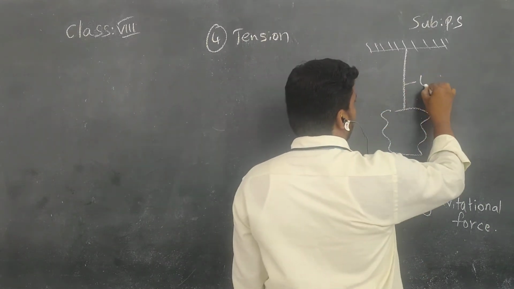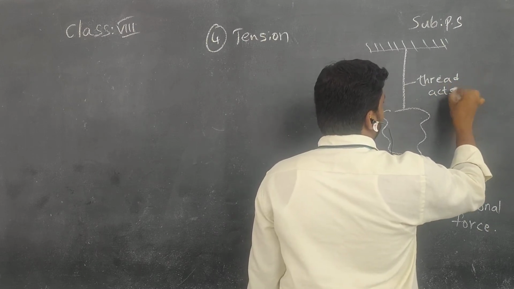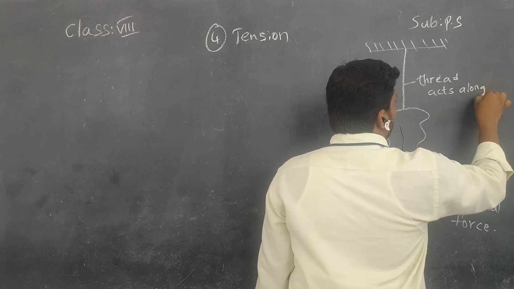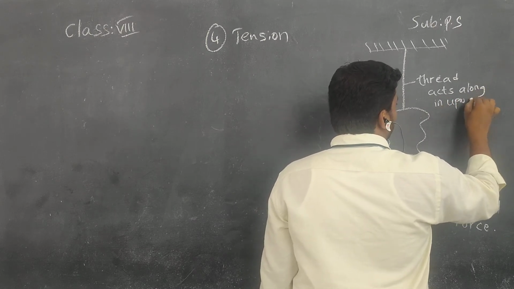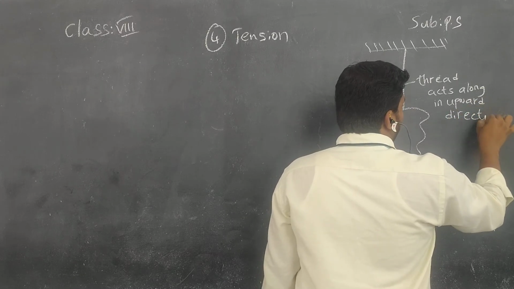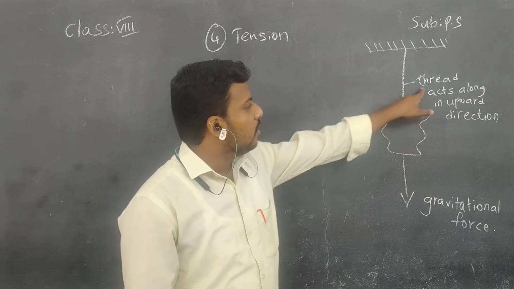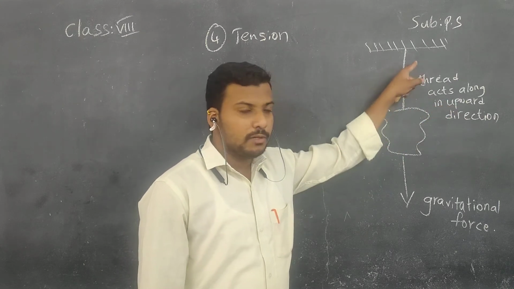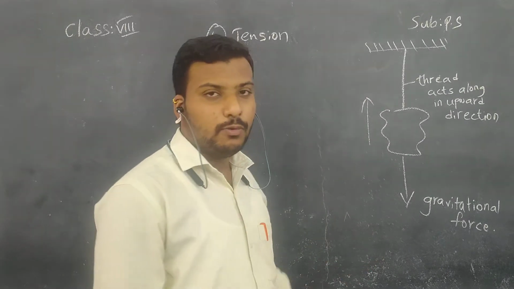So this thread acts along in the upward direction. So children, the thread is continuously giving support to the stone, acting in the upward direction. The tension acts in the upward direction and gravity acts in the downward direction.